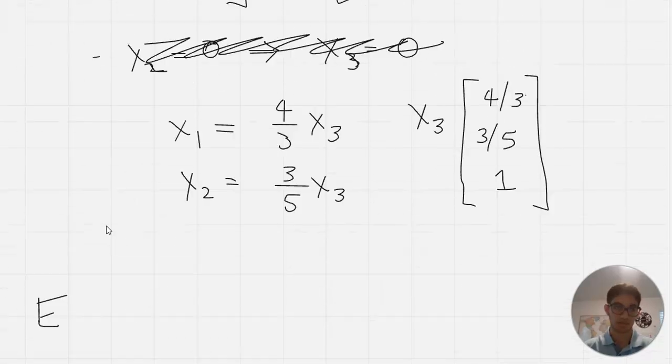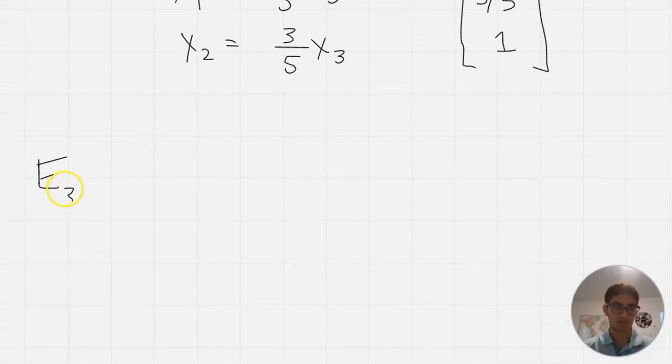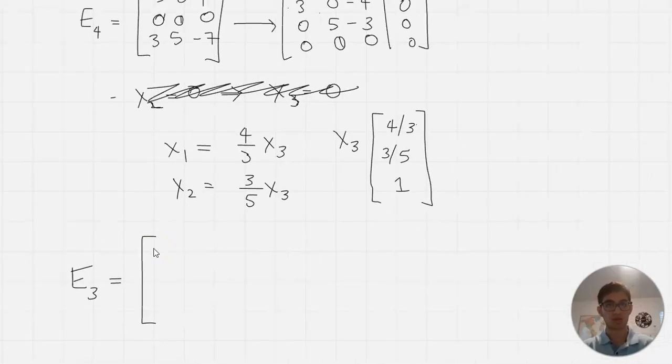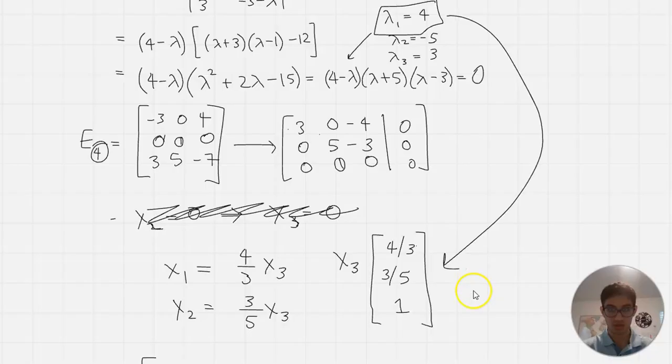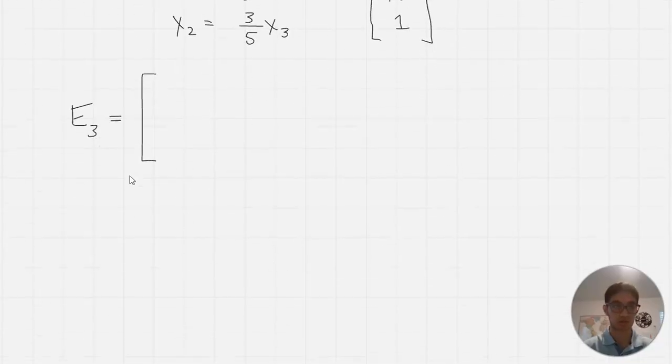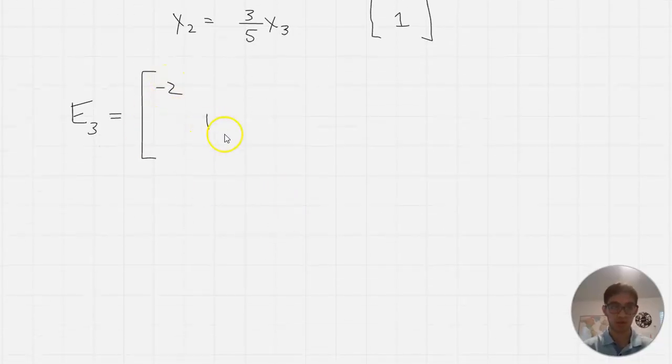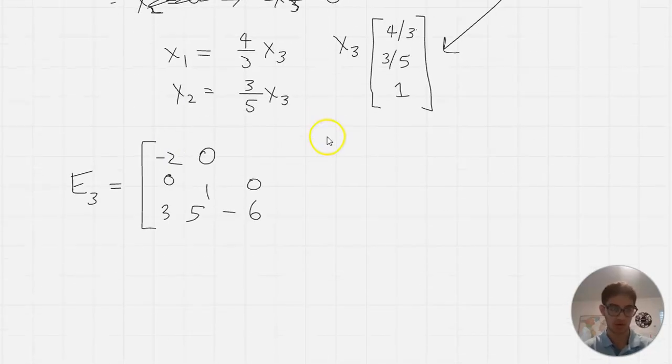E3. Let's just go with that, right? And the point is that you keep doing this, right? And so, just to be clear, this lambda value, so that's lambda 1 equals 4, corresponds to this, right? And that's why we denote it this way. With E3, it will now be -2, 1, -6, -2, 1, -6. I think this is 0, this is 0. I think this was also 0. This was a 3 and a 5, if I remember correctly, and then that was a 4.